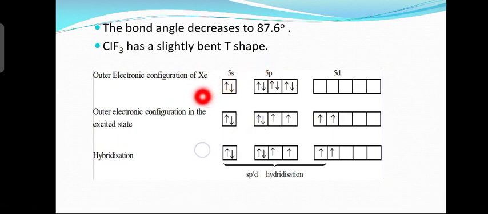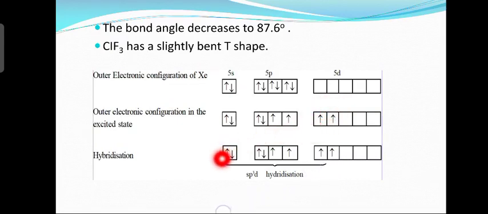Now let us see the other molecule, XeOF2. In that, the central atom is xenon. What is the atomic number of xenon? 54. If you write the outer electronic configuration, you will get 5s2, 5p2x, 5p2y and 5p2z, and 5d is 0. Now in the excited state, the electronic configuration is 5s2, 5p2x, 5p1y, 5p1z. That means from the px and py orbitals, electrons are excited to the 5d orbitals. These are the 5d orbitals, with excited electrons.